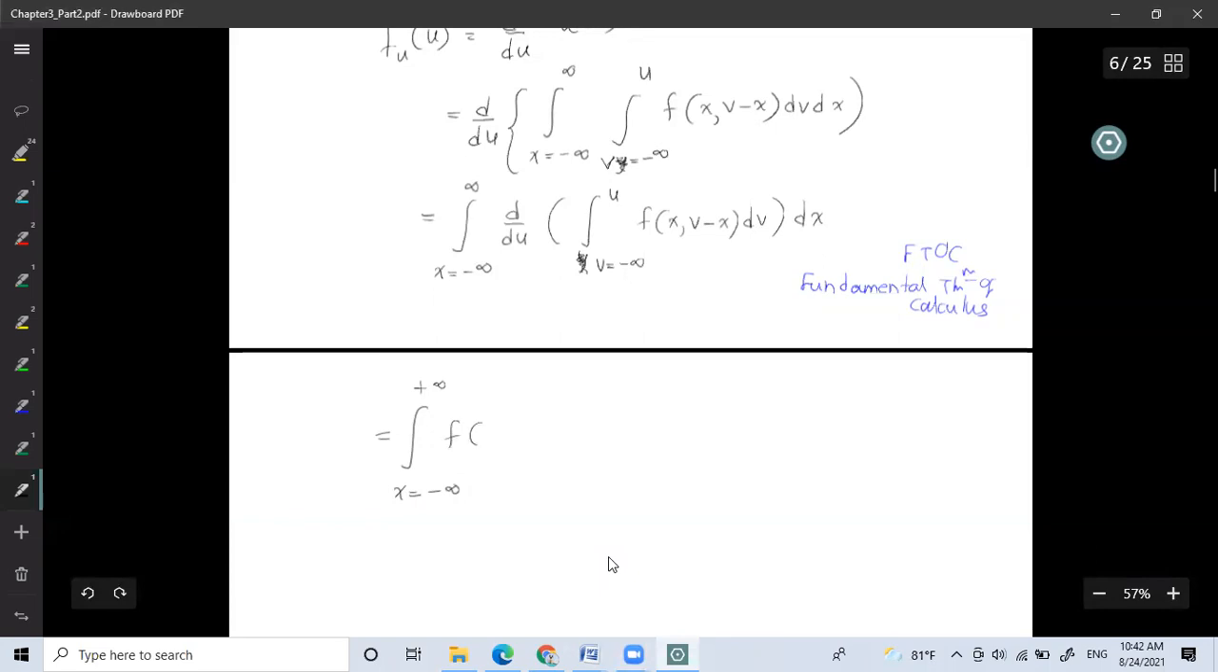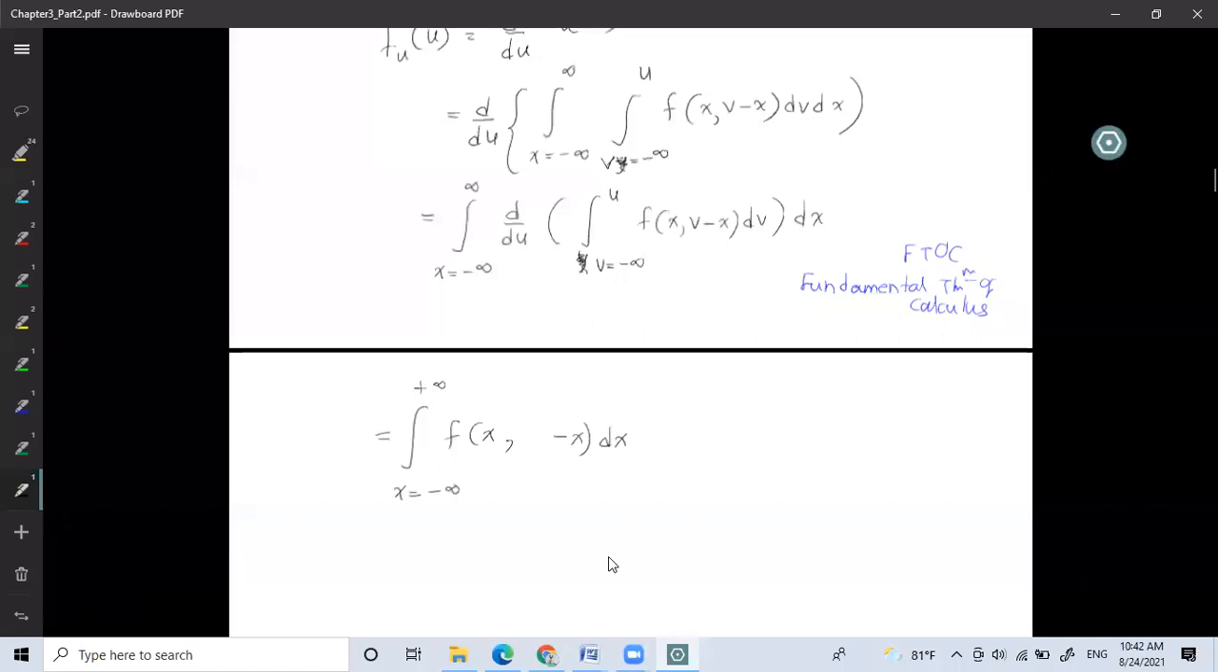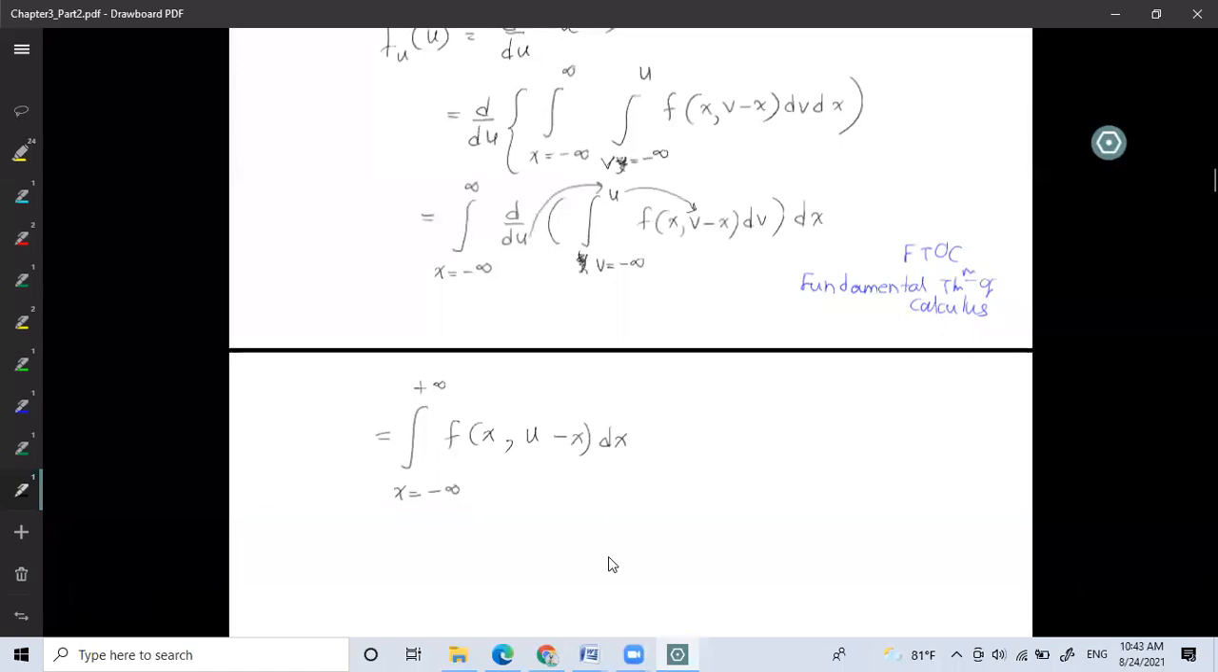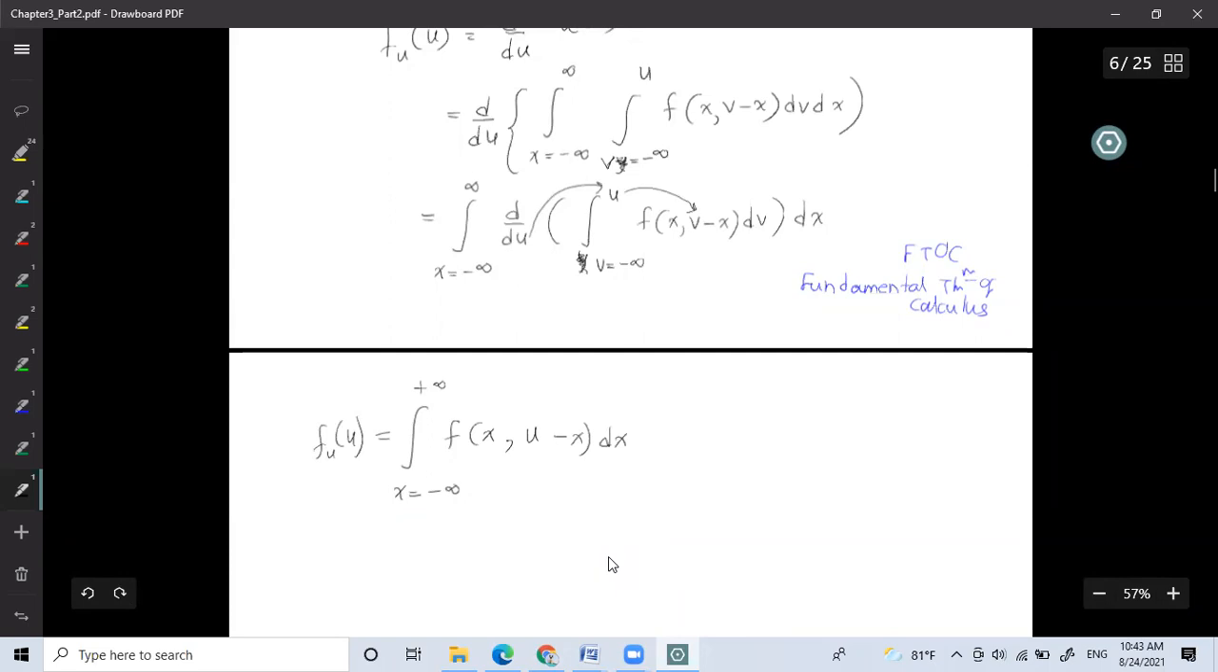X, we are not going to touch it. X is there as it is. So this minus x is there. This dx is there. But what will happen to this v? You are doing this v with respect to this u, so that u should go here. So at the end, you end up with the PDF of u to be the integration of f, the joint density of x and u minus x.